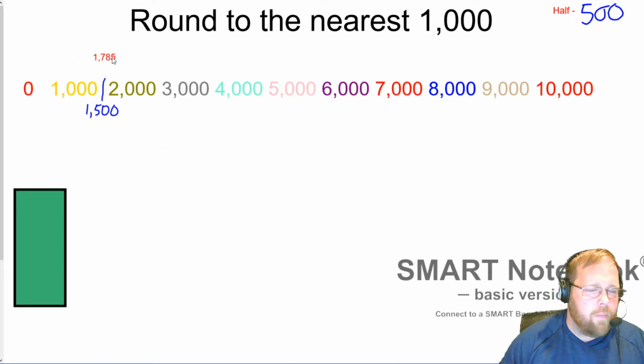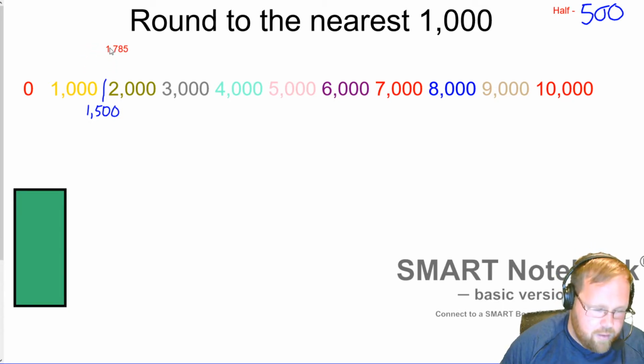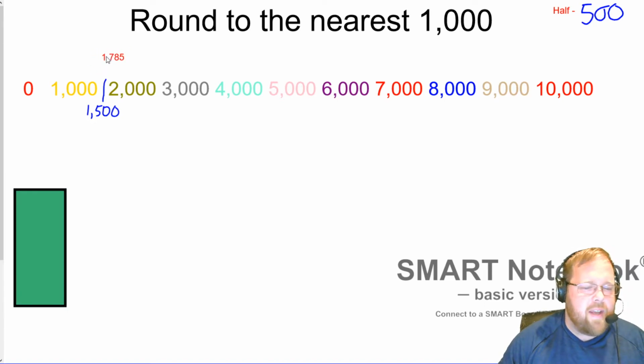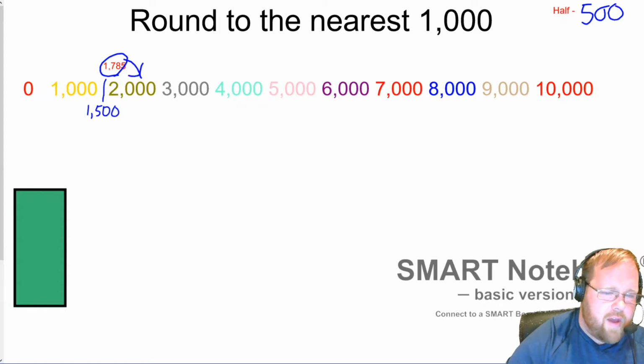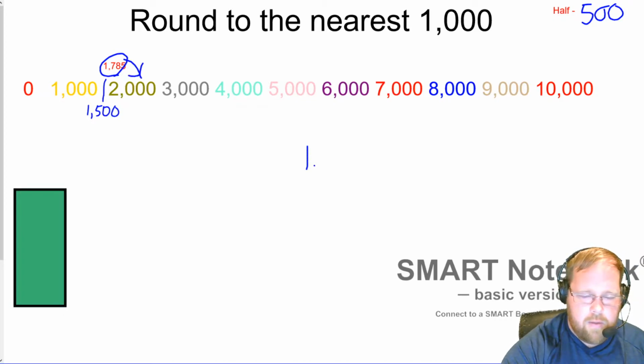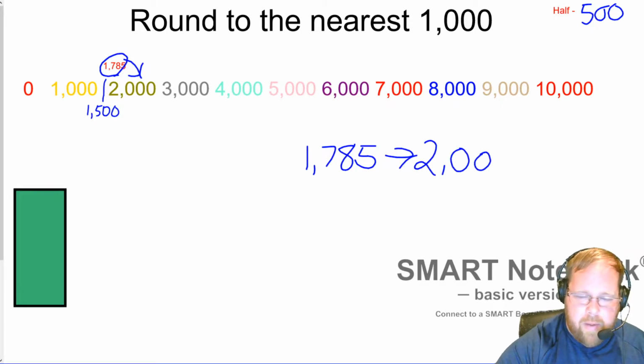Great. If we're labeling or placing 1,785, which side would it come on? Would we say before 1,500 or after 1,500? 1,100, 1,200, 1,300, 1,400, 1,500. Exactly. We would say it after, so it comes on this side, and we round up to 2,000. So 1,785 rounds to 2,000. I don't know what's wrong with my arrows today, people.